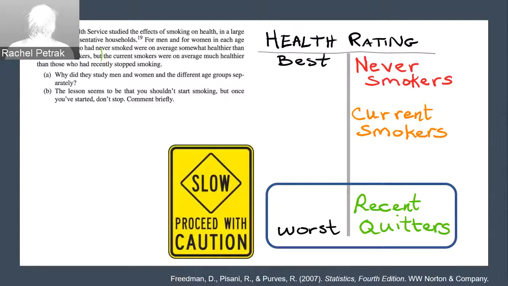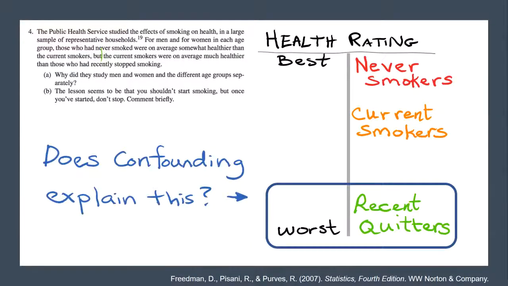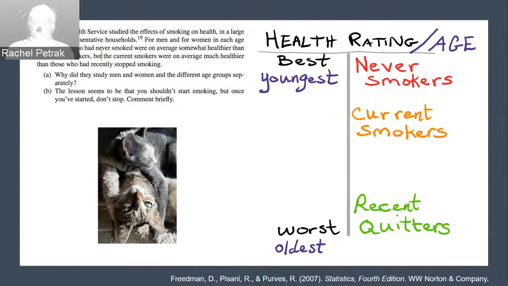What we need to do is slow down and think about, is there another variable here that's associated with both these statuses and the health rating? Both of these variables, and ask ourselves, does confounding explain this finding? This harkens back to part A of this problem, where they have already told us that they studied different age groups separately.